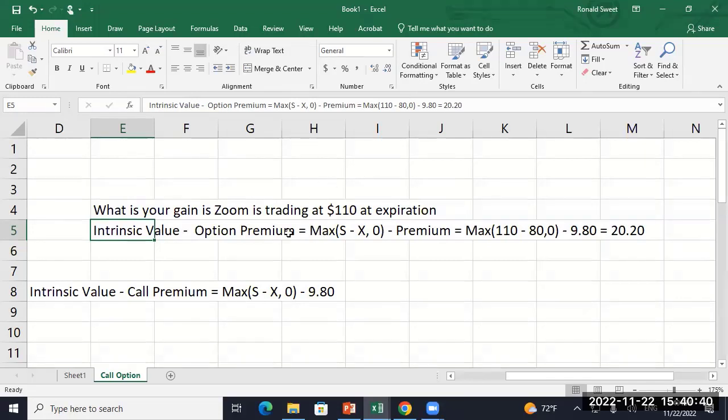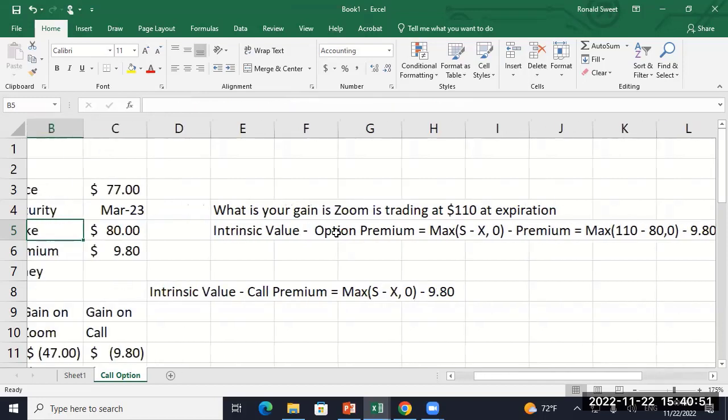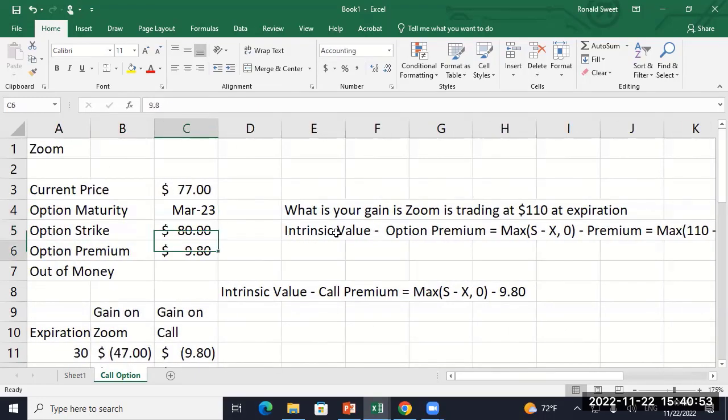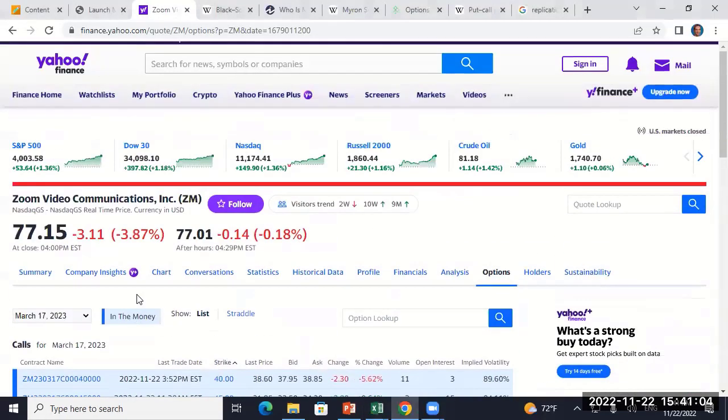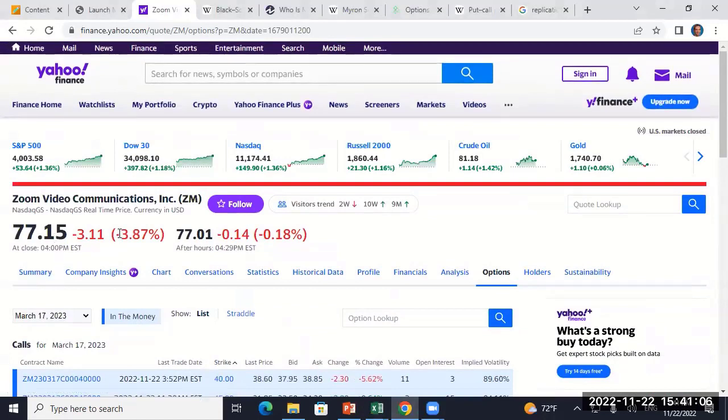Just make sure you know that the intrinsic value is this part, because you need that intrinsic value to figure out the time value of the option. This one doesn't have any intrinsic value, so it's 100% time value at the beginning. Questions on that?